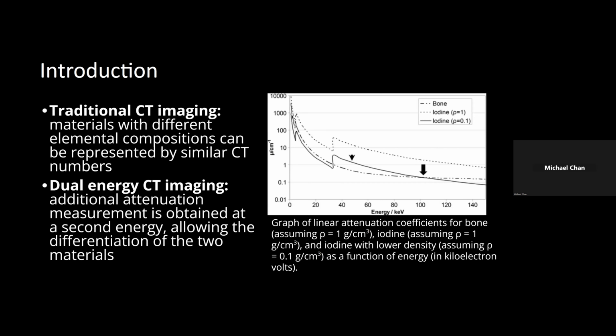So, as many of you already know, traditional CT uses a spectrum of energy to obtain images. And on our traditional CT imaging, different elemental compositions like soft tissue, etc., can be represented by the same CT number or Hounsfield unit. So whether something is made of iodine or calcium, etc., it will still appear hyperdense on CT and may have a similar Hounsfield unit. So that's a limitation.